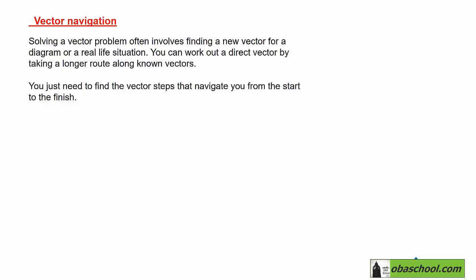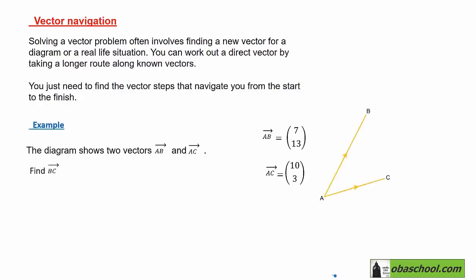So basically, we're going to have to be using some vectors that we already know in order to find new vectors. Here we have an example. The diagram shows two vectors, vector AB and vector AC, and we have their components as well. But the question is asking us to find vector BC. Now to find BC, we need to do that through calculating both vectors that are already at hand.